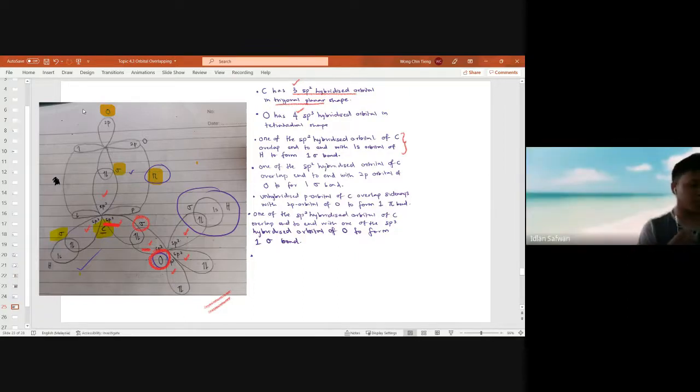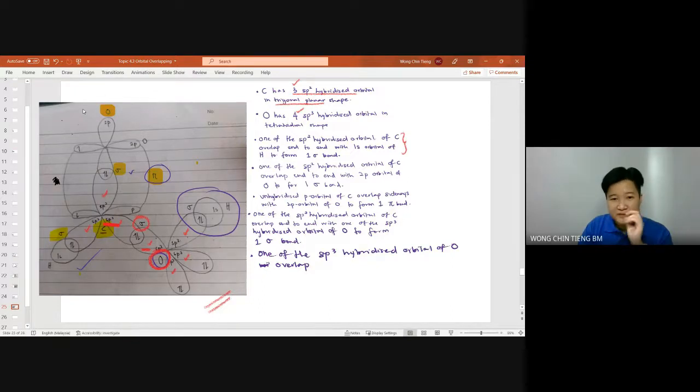One of the sp3 hybridized orbitals of O overlaps end to end with one s orbital of H to form one sigma bond. Betul. Sigma, by the way.